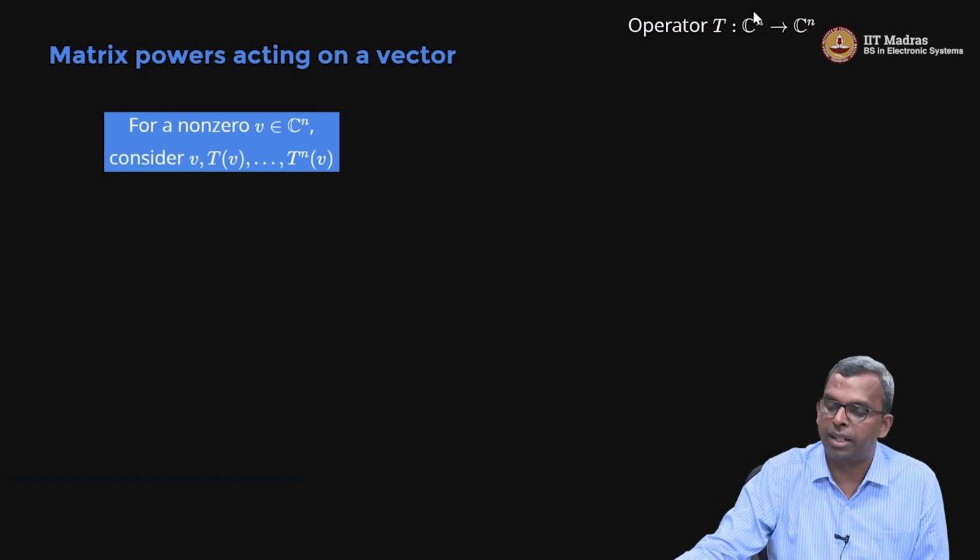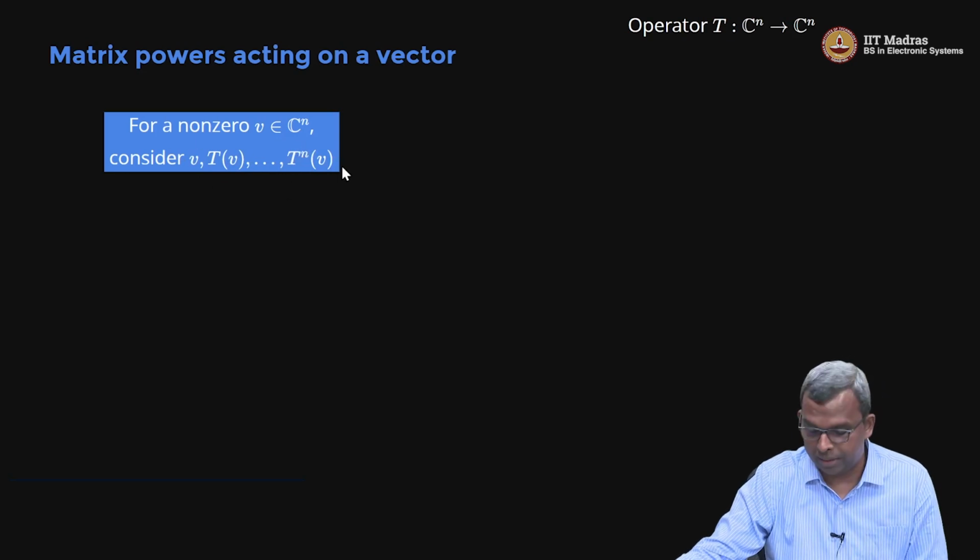So once again my operator T is from Cn to Cn and I pick some non-zero v. You can pick any v you like, whatever vector you want, but it has to be non-zero. And then you consider these n plus 1 vectors. What are the n plus 1 vectors I consider? v, T of v, T square v, and so on till T power n v. There are n plus 1 vectors here, right?